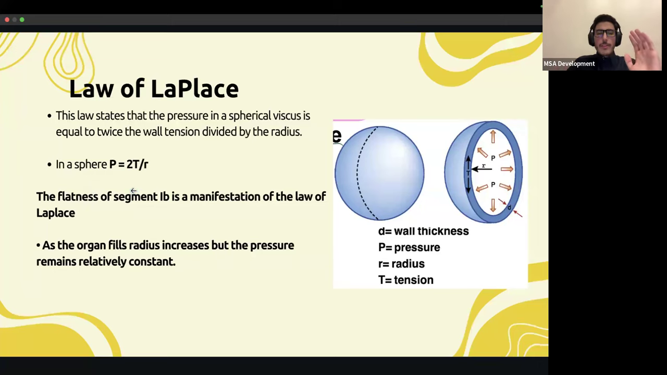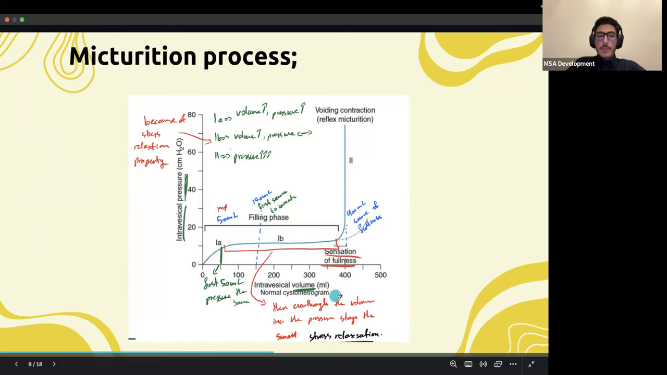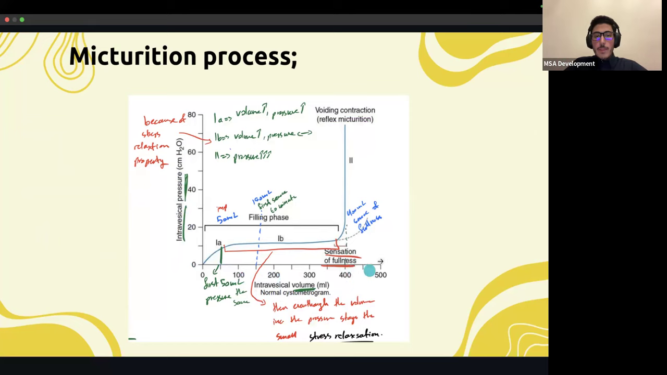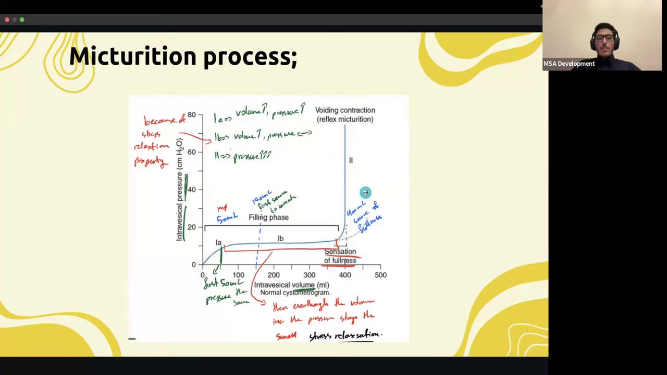I know you may be a bit confused, guys, but with the next slide, I guess it's going to be clearer. The flatness of segment 1B is a manifestation of the law of Laplace. Just keep in mind what segment 1B is. This image is a graph that shows the relation between the pressure inside the bladder and the volume also within the bladder. I know there's a lot of annotation here, but I added them in a way that, inshallah, may help you. Don't worry, the next slide is the same thing in clear written form, but I kept those annotations if anyone likes those illustrations.